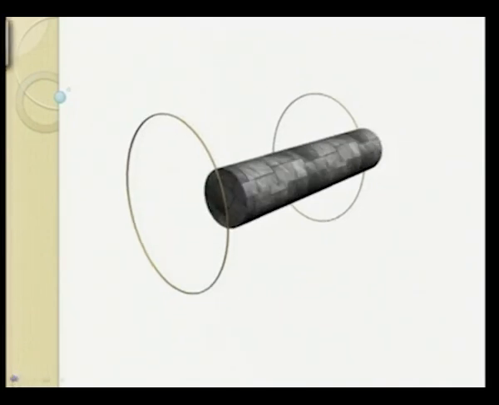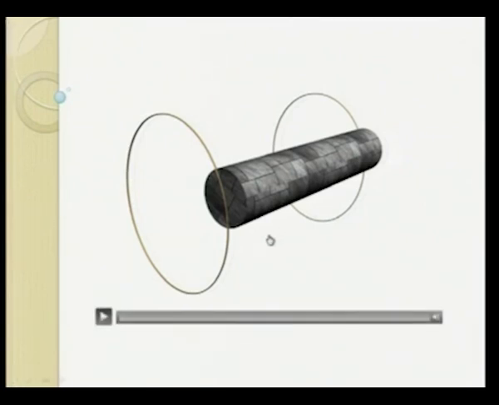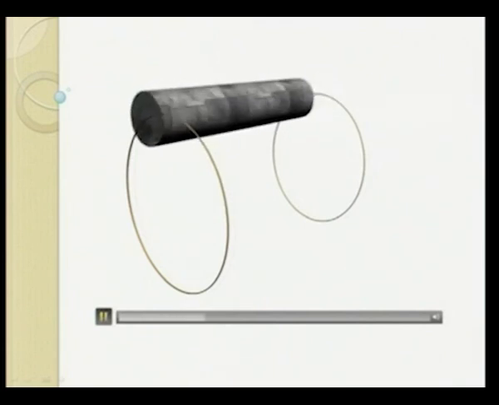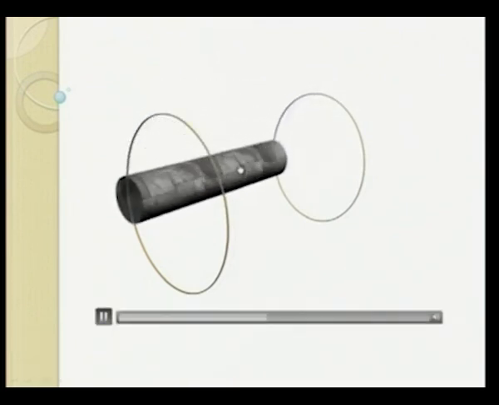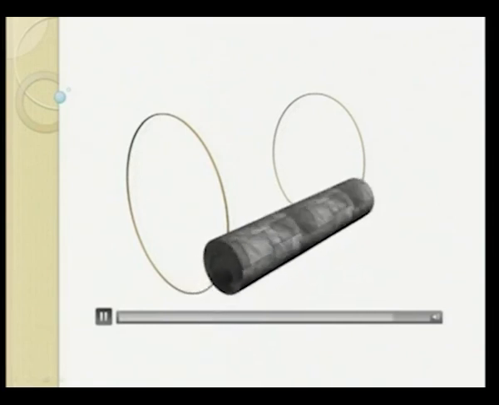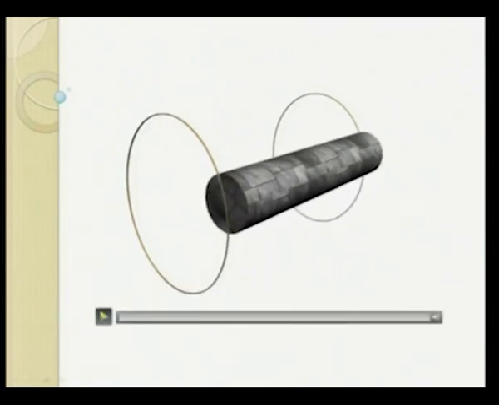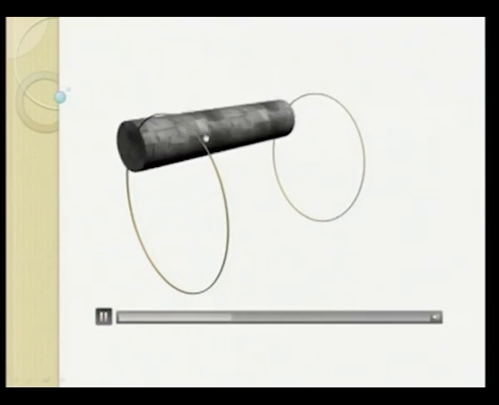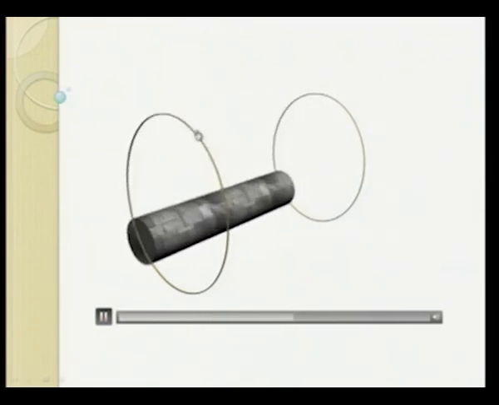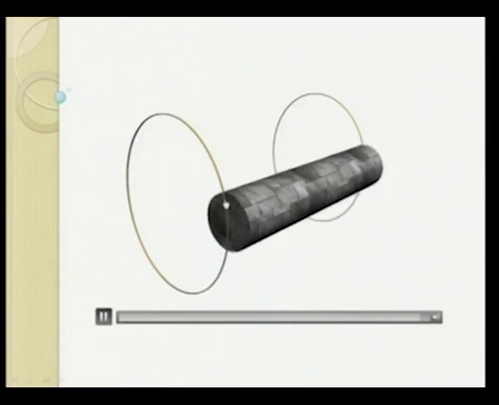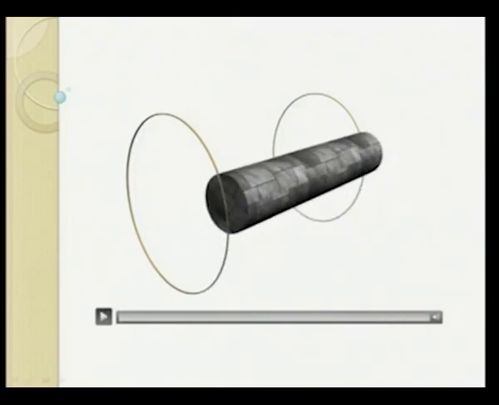This is the animation for transverse or translatory backward whirl. In this, the shaft is rotating clockwise, but the whirling is in the counterclockwise direction. Again, we can see the shaft spinning about its own axis in the clockwise direction and whirling in the counterclockwise direction. So this is a backward translatory whirl.